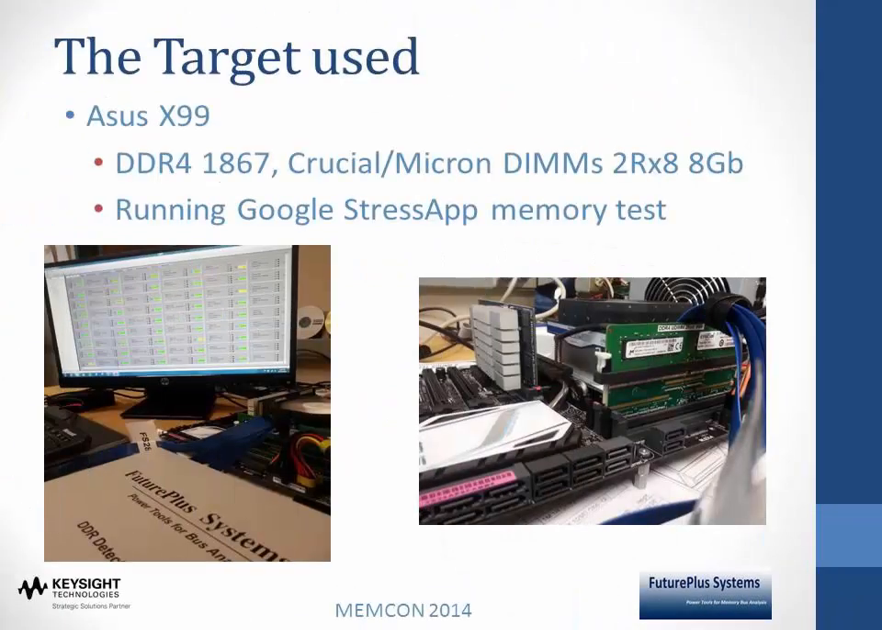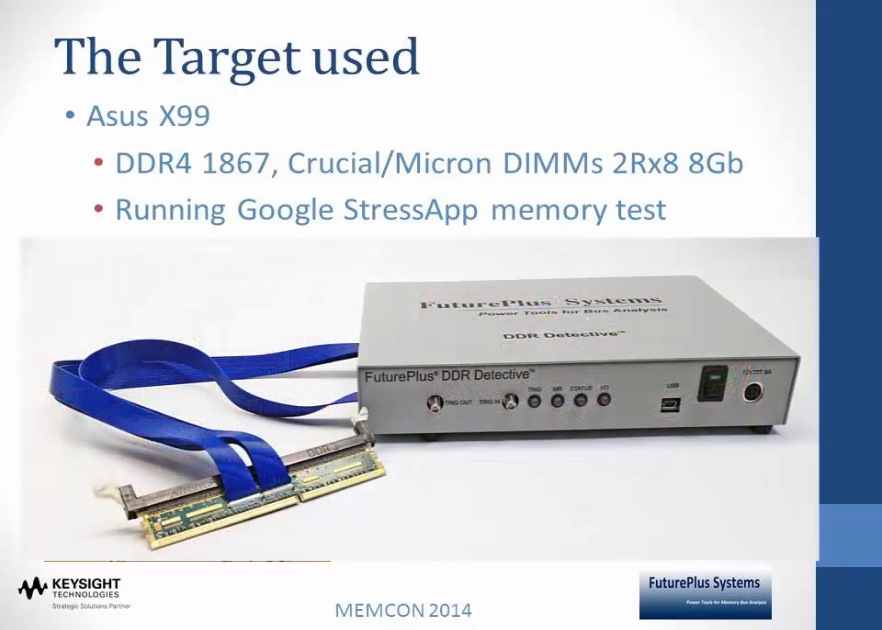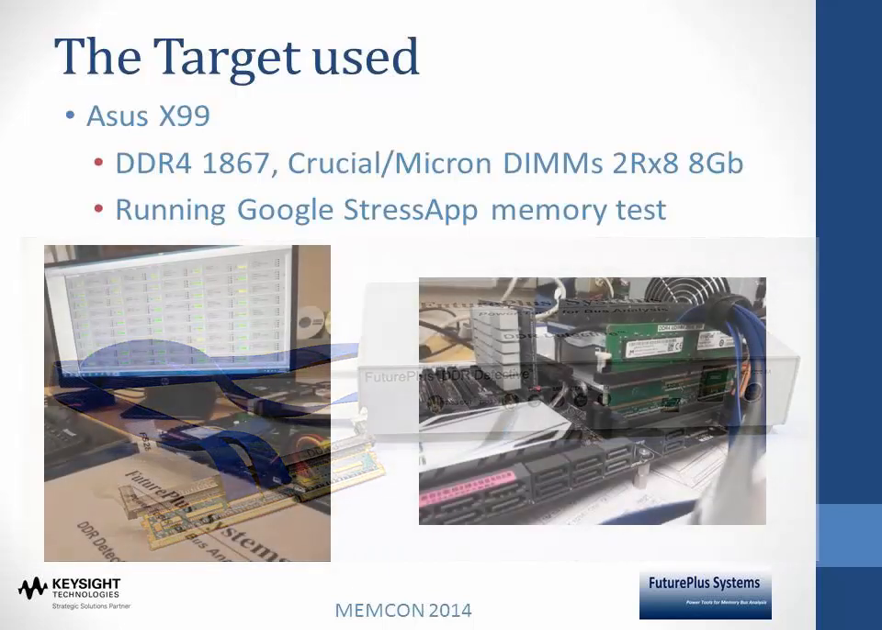To better explain these metrics, let's measure them on a real system. The target I used was a brand new Asus X99 DDR4 based system. It has 4 memory channels, but for this experiment I used only one. In that channel I had a single DIMM, 2 rank, 8 GB. In order to create a lot of memory traffic, I ran the Google Stress app. To make the measurement, I used the FS2800 DDR Detective from FuturePlus Systems.